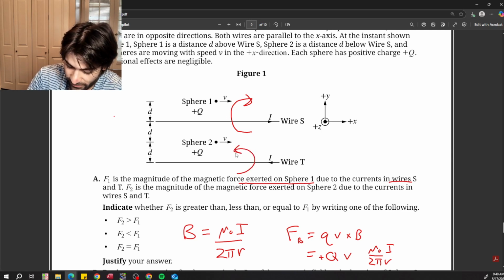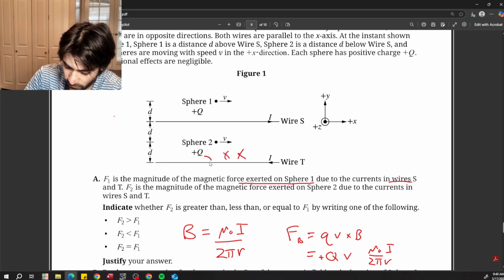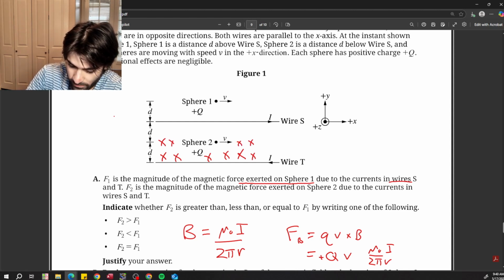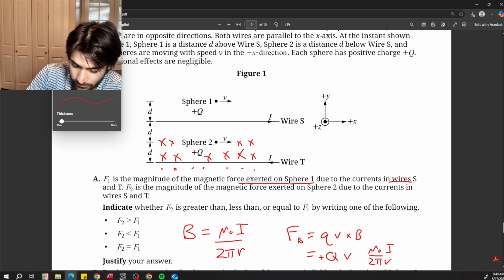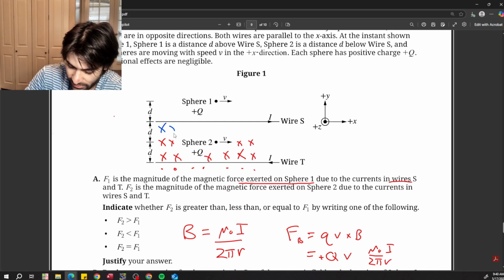So essentially, anything above is going into the page for wire T on the bottom here. It does get weaker as you go away. And then it's going to be going out of the page down here. This one's going to be the opposite. It's going into the page below, out of the page above.